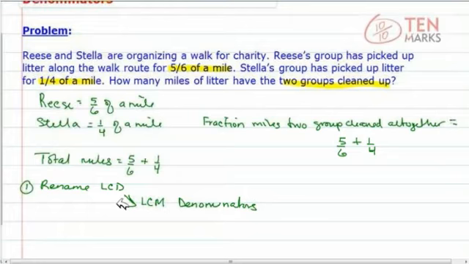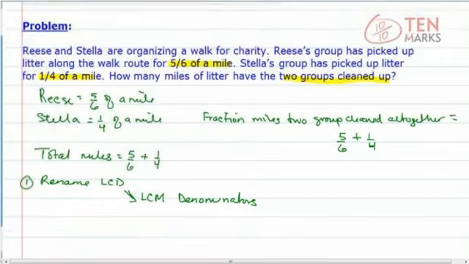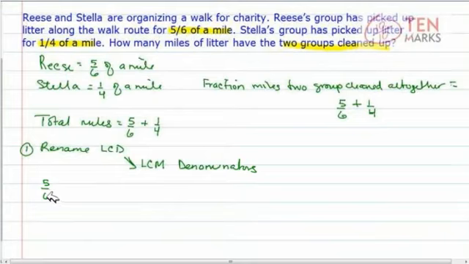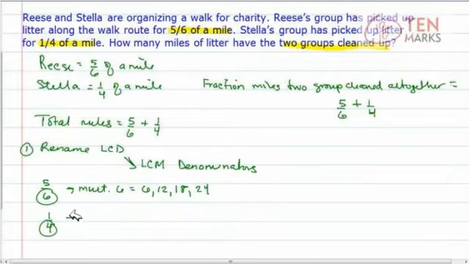All right? So if we take our first fraction, 5/6, the denominator is 6. So we need to find the multiples of 6, which are 6, 12, 18, and 24. Let's take our next fraction, 1/4. The denominator is 4. So we need to find the multiples of 4. And the multiples of 4 would be 4, 8, 12, 24. So the least common multiple of 4 and 6 is 12.